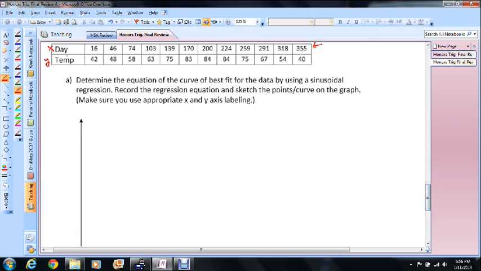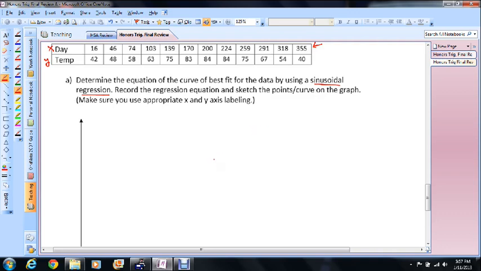It tells us to determine the equation of the curve of best fit for the data by using a sinusoidal regression. So sinusoidal regression should send a red flag off, tells you that, okay, we're going to be using our calculator for this problem. There is a way to do it by hand, but that's a little bit messier, so we're going to let technology do the work for us.